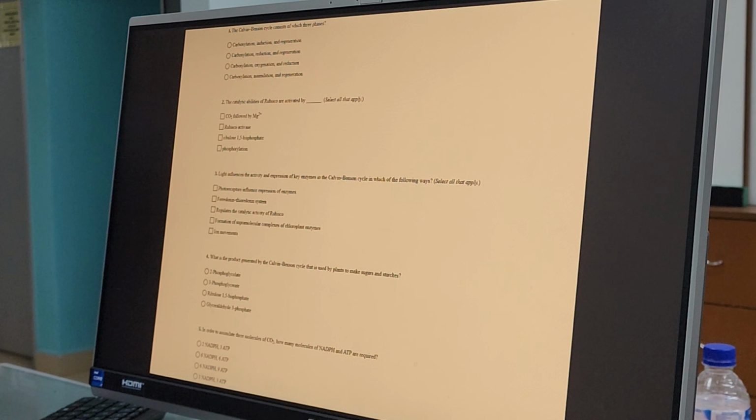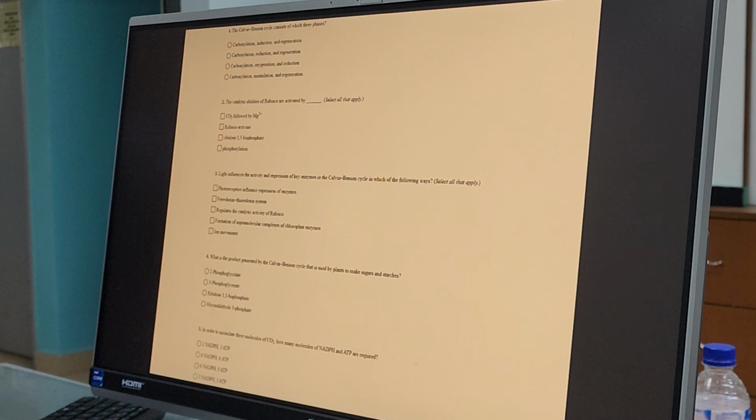Okay. Number 4. What is the product generated by the Calvin cycle? Just one. A, B, C, D. Why can't it be B? 3-phosphoglycerate. Where do you find 3-phosphoglycerate? Where? Carbon fixation, at the end of it. Right? Now we're talking about the end of reduction. And finally, you don't remember this. I just showed you this morning.